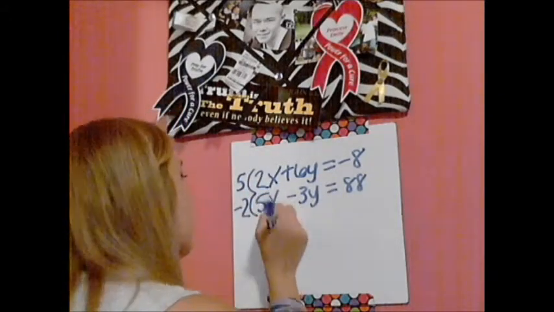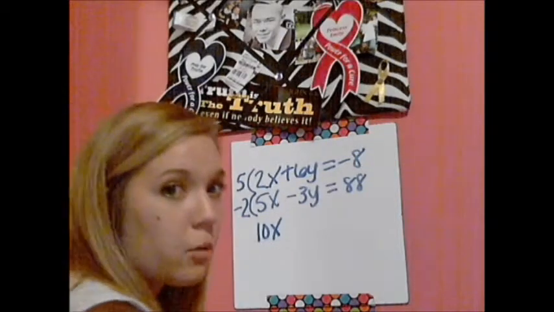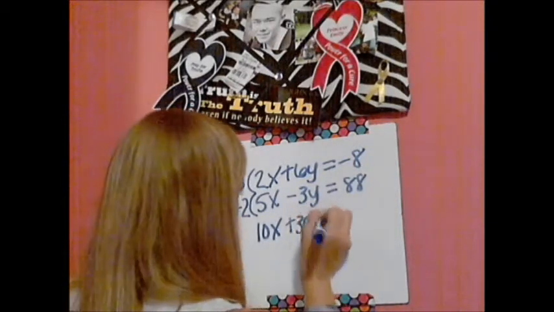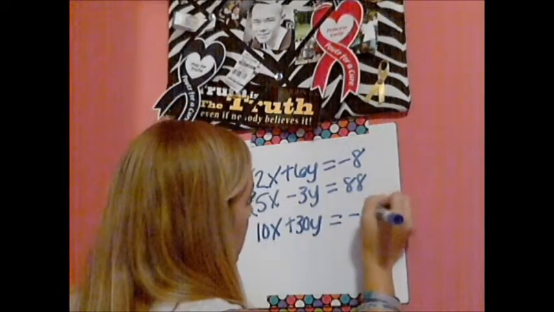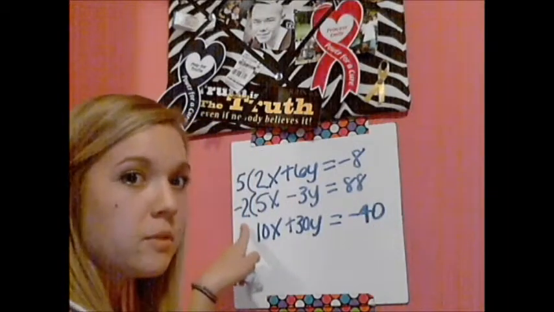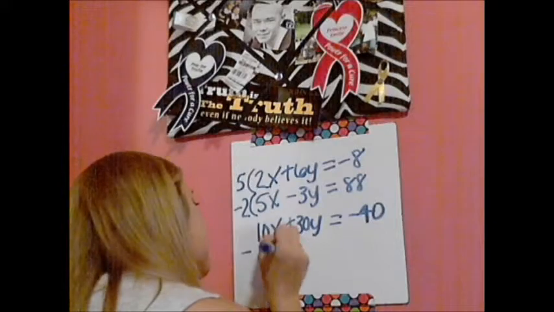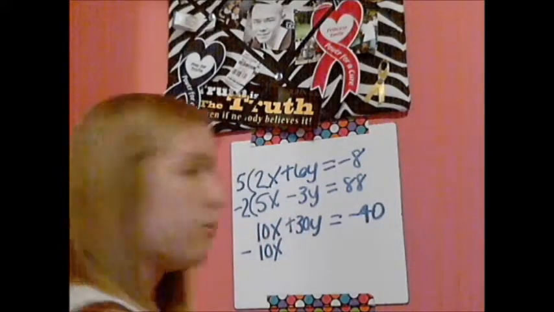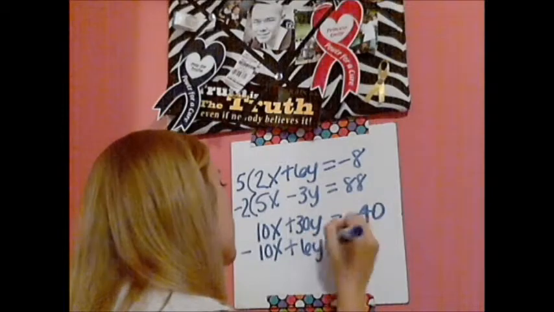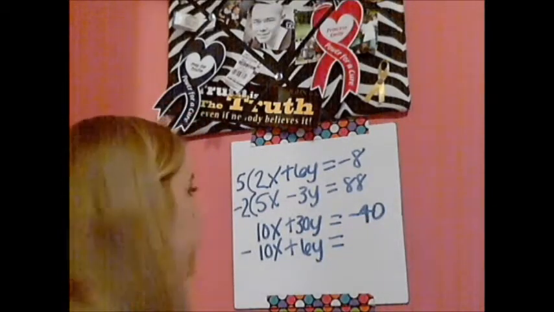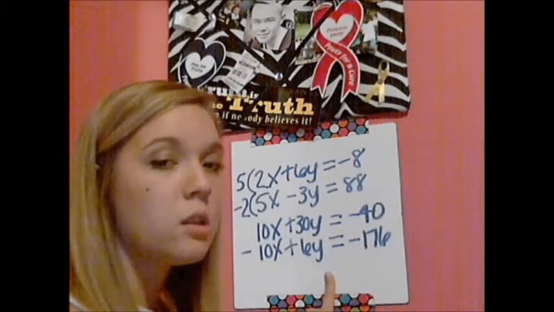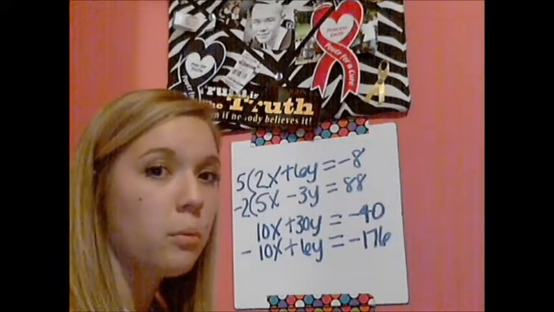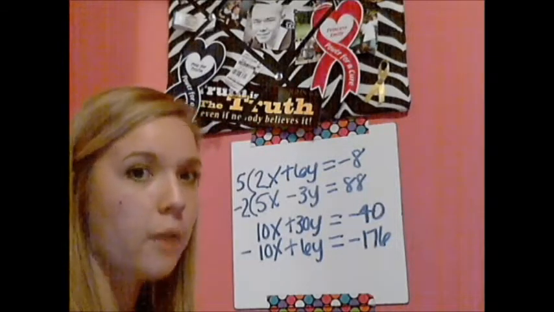So 5 times 2 equals 10x. 5 times 6y equals 30y. And 5 times negative 8 equals negative 40. Negative 2 times 5x equals negative 10x. Negative 2 times negative 3 equals positive 6y. And negative 2 times 88 equals negative 176. And now that you have this new set of equations, you can finish step 1 and simply just add these together to find y.